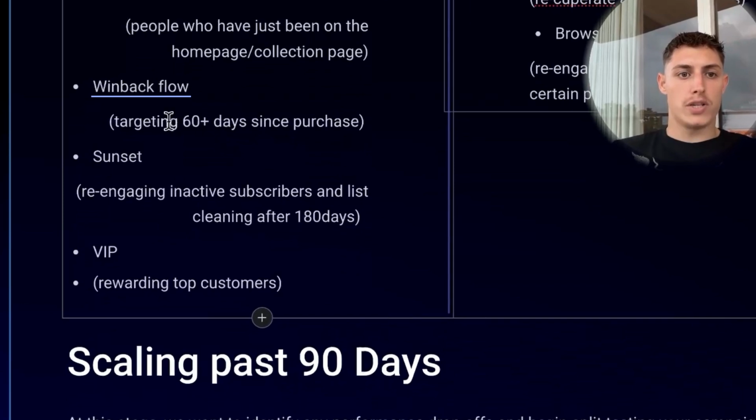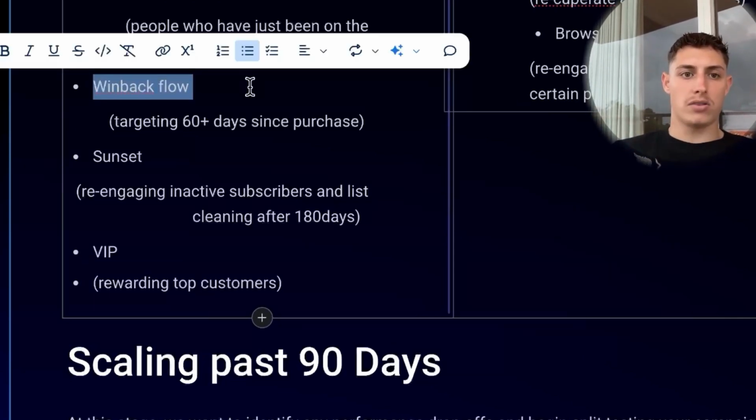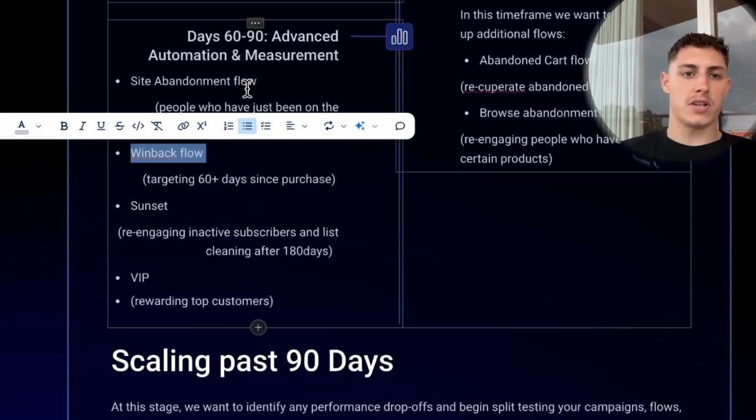The win back flow is basically set up for people who have not made a purchase in 60 days. If, for example, 60 days has been exceeded, they will then receive this win back flow, which basically just asks them to come back to the website and gives them a slight nudge.